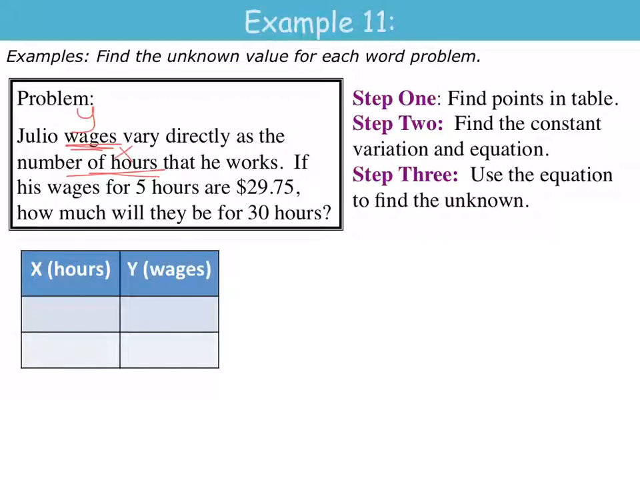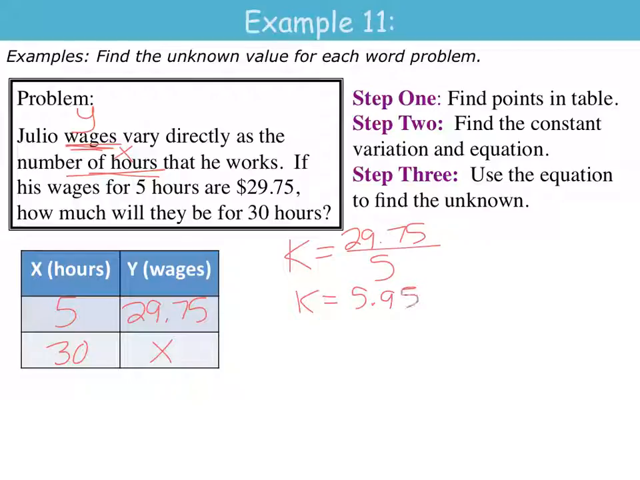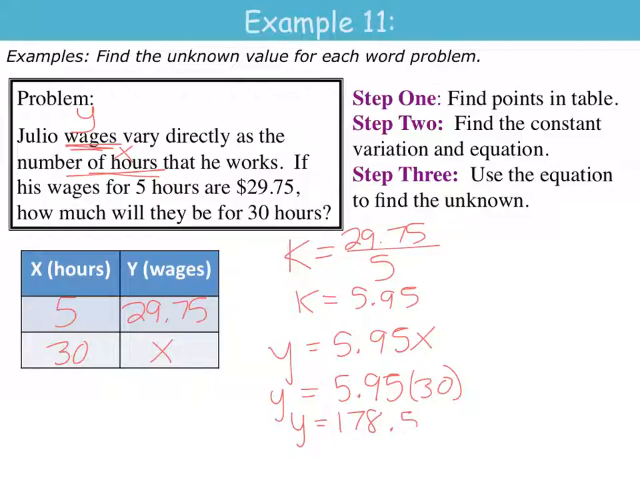So his wages for 5 hours was $29.75 if we fill in our table, and then we want to know how much would he make for 30 hours. So again, we're going to find k by dividing $29.75 by 5, and that's going to basically give you his hourly rate, and that's going to be $5.95. We're going to write our equation, so y equals 5.95x, and then we're going to solve for y this time, his total wages after 30 hours. So multiply his hourly rate times 30, and we end up getting $178.50. Because it's money, you're going to want to keep 2 decimals.